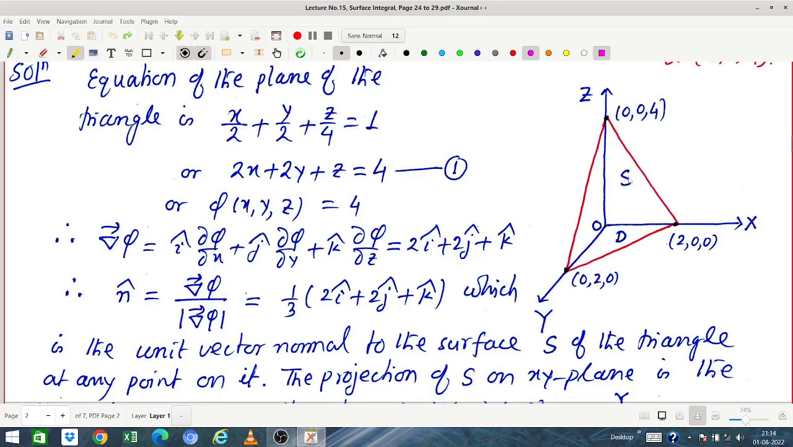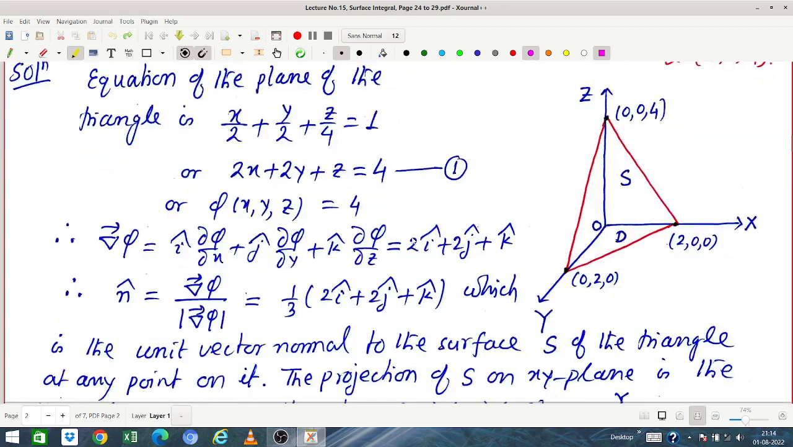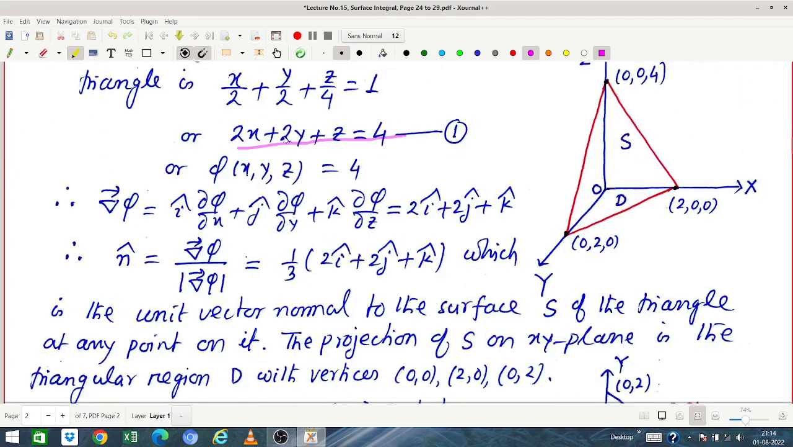So this is the triangular surface area S, and what is the equation of the plane of the triangle? In intercept form, here it is 2 units, here 2 units, and here 4 units. So it is x by 2 plus y by 2 plus z by 4 equal to 1. This is the equation of the plane of the triangle. If we multiply by 4, we get 2x plus 2y plus z equal to 4. Name it phi(x, y, z), so our surface is phi(x, y, z) equal to 4.